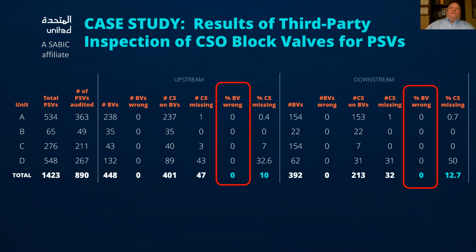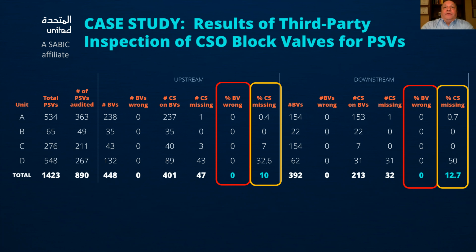We looked at relief valves in the field as one test for the paper, and we looked at 400 relief valves for a client in Saudi Arabia. And this client had had some issues with relief valve positioning in the past, but when we checked it, all the block valves under the relief valves, upstream and downstream of the relief valves, were open as they should be. But we did find that about 10 to 13% of the block valves did not have their car seals. This does not cause an immediate problem, but increases the probability of problems in the future.